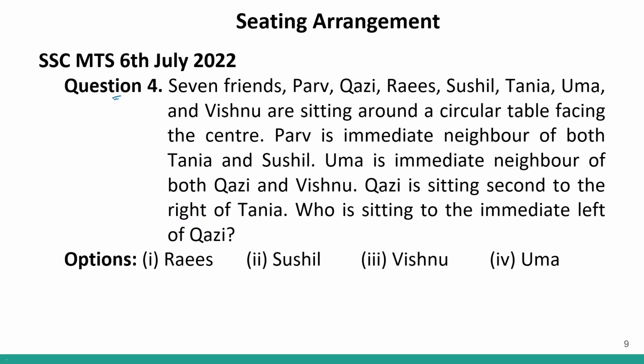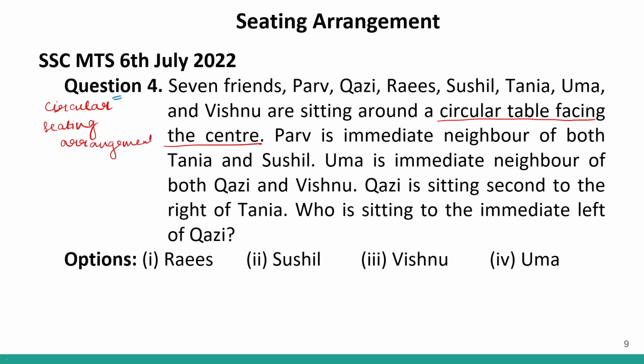Moving on to question number 4. Question number 4 says that there are 7 friends, Parv, Kazi, Rais, Sushil, Tanya, Uma and Vishnu, and they're sitting around a circular table facing the center. So this is a circular seating arrangement question, correct? This is a circular seating arrangement question.